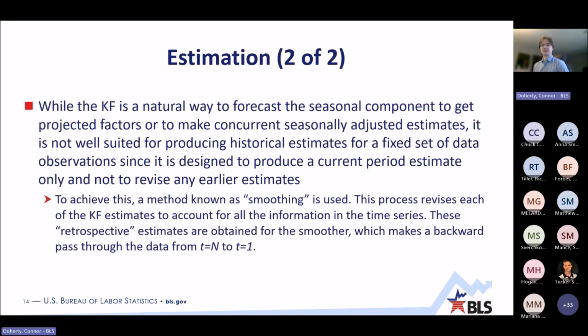So the Kalman filter is just a natural way to forecast seasonal components, to get projected factors, or to make concurrently seasonally adjusted estimates, and that's because it was designed to do that. It was designed to produce current period estimates. What it was not designed for is to revise any prior estimates. So the Kalman filter isn't great at producing historical estimates for your data, and that's why we end up using the smoother. So the smoother goes backwards from time n through time 1 and revises our Kalman filter estimates to account for all the information that we have in our series.